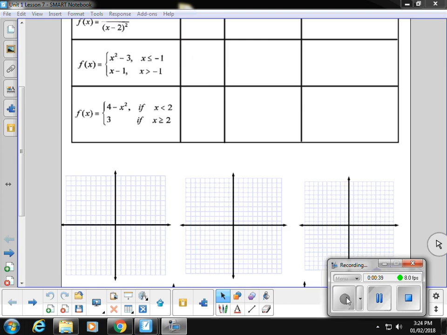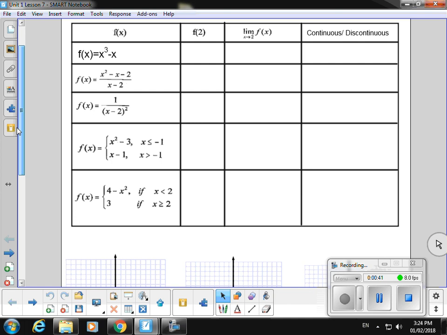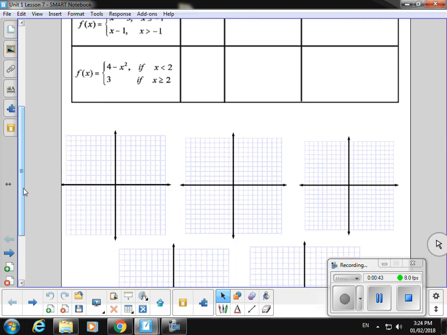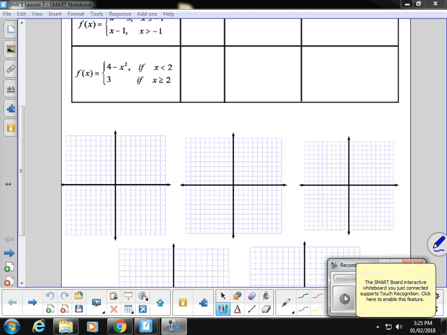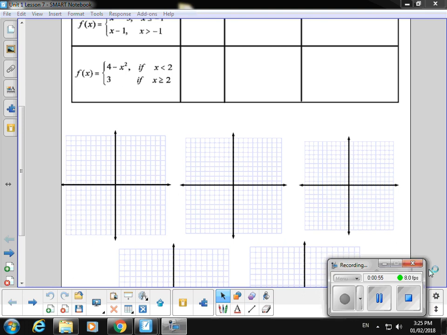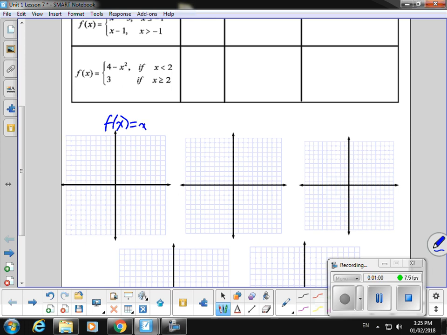So for the first one, I have a cubic. f(x) equals x cubed minus x. So I have used a graphing software for this.